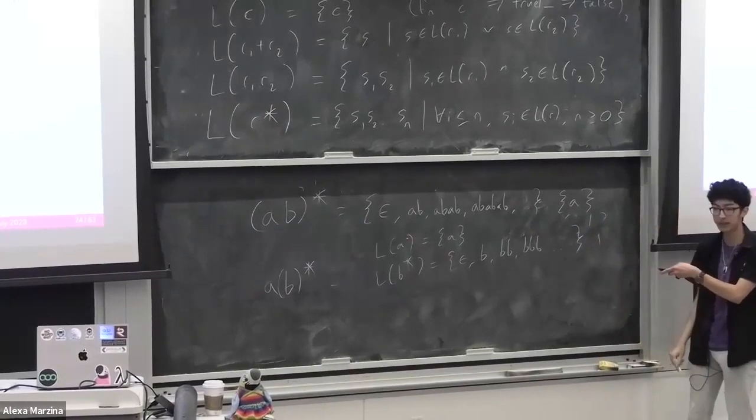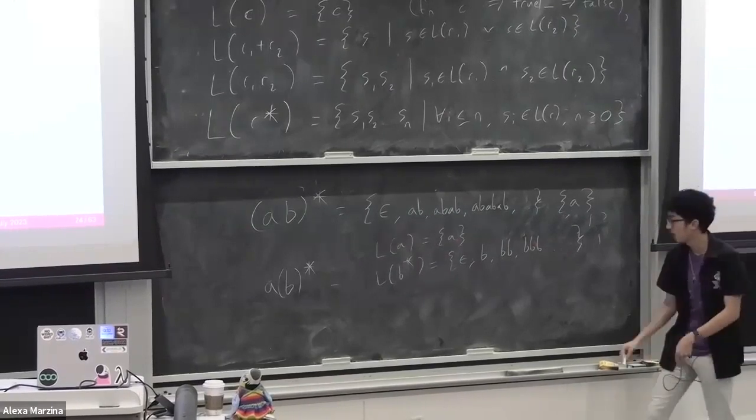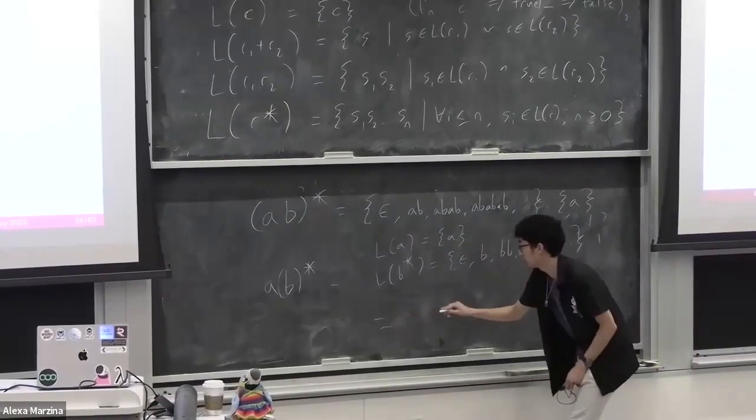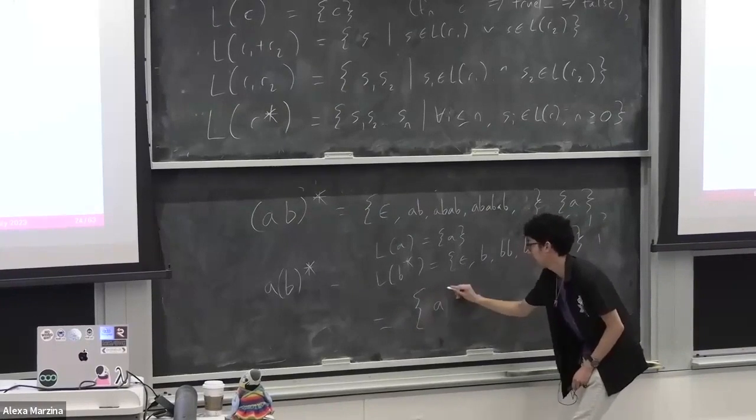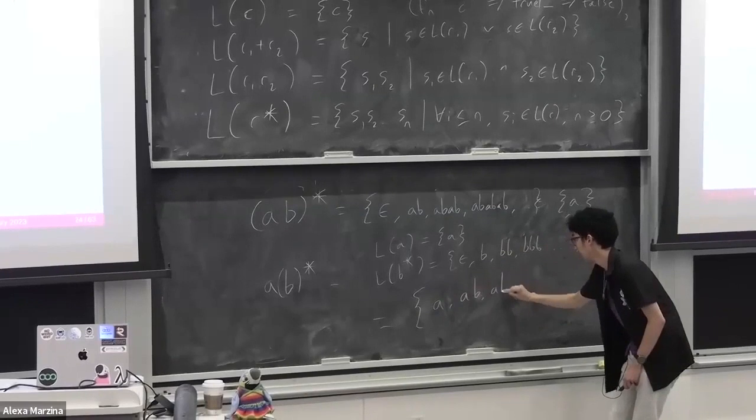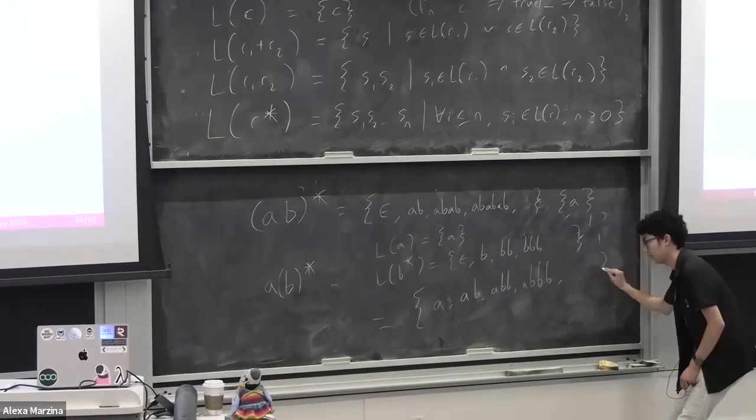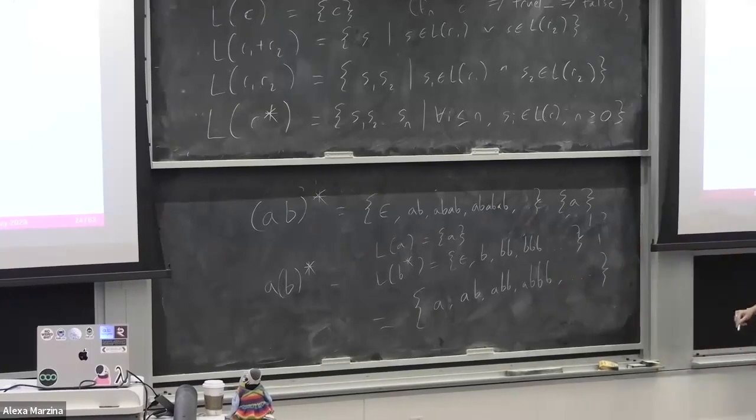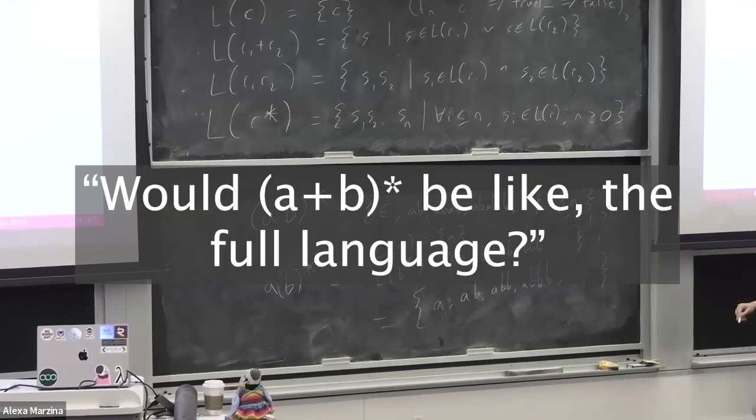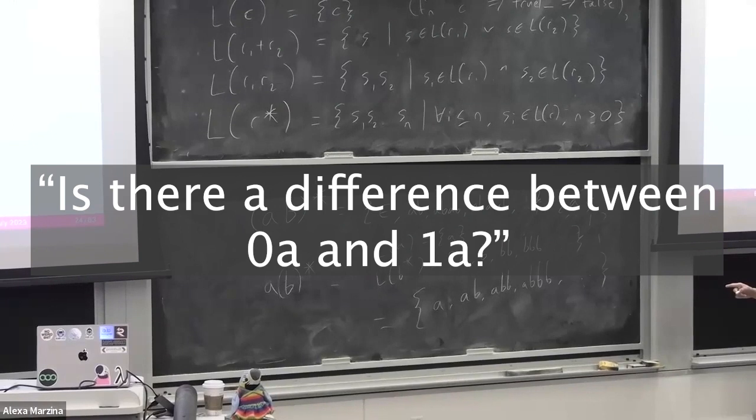So if I concat these together, I take every string in here, and I put A in front of it. So my result is going to be A, AB, ABB, ABBB, dot, dot, dot. Yes? The full sigma star over A and B. Yes.